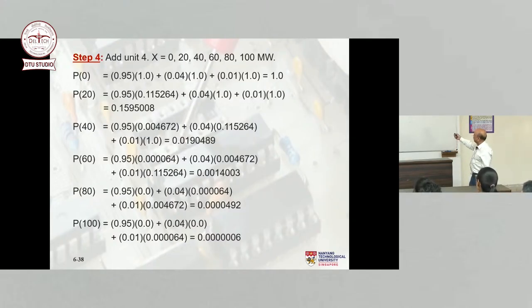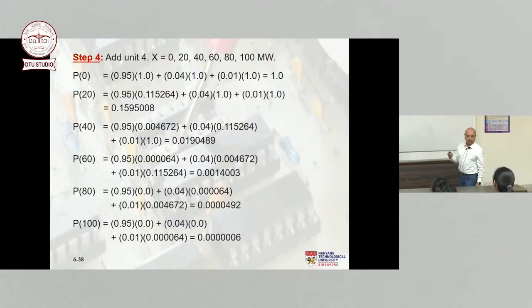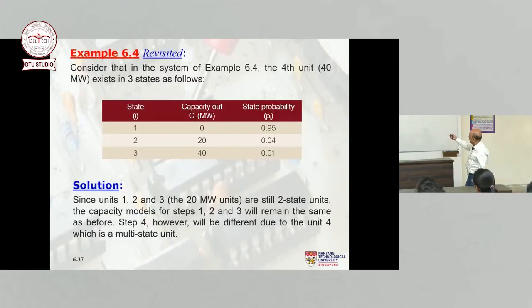So the first step will always give us 1. We spoke about this yesterday. The cumulative probability of 0 megawatt or more out of service will always be 1. You can test it out. Then the cumulative probability of 20 is the probability of the first state multiplied by P prime of X minus 0, plus the probability of the second state multiplied by P prime of X minus 20, plus 0.01 multiplied by P prime of X minus 40, right?